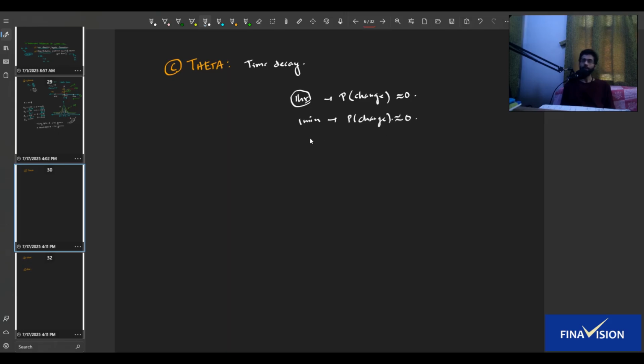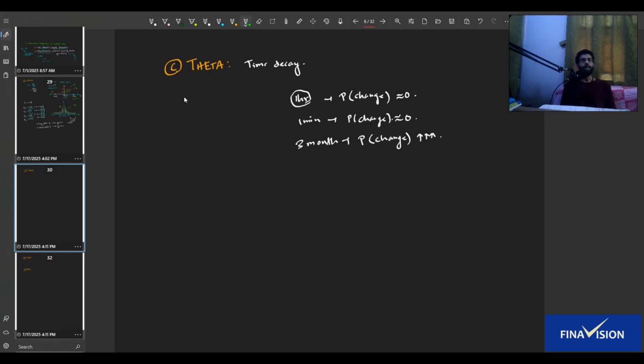1 second is even closer to 0, right? But if it is 3 months, then the probabilities are much higher. If it is 1 year, it is much higher, right? This is what is represented by theta.